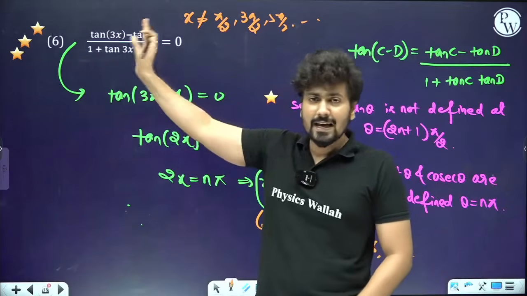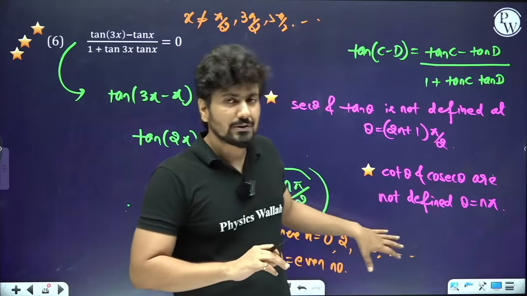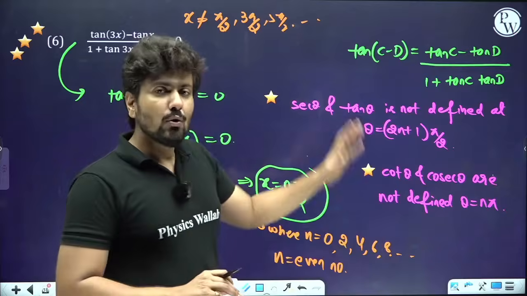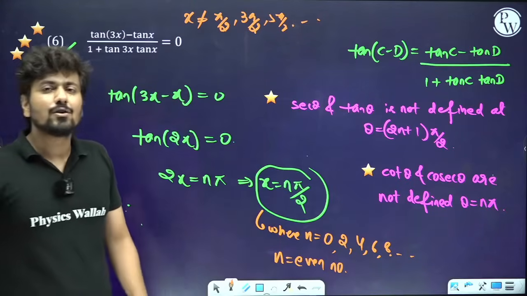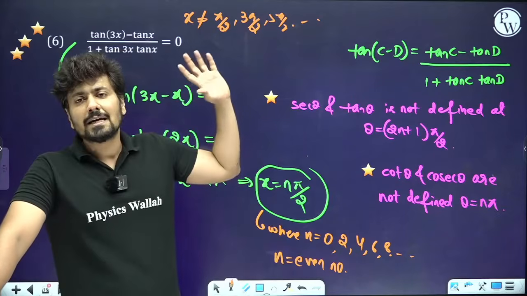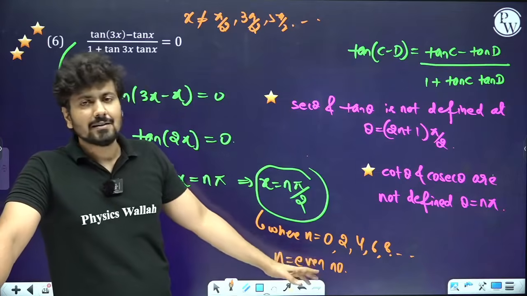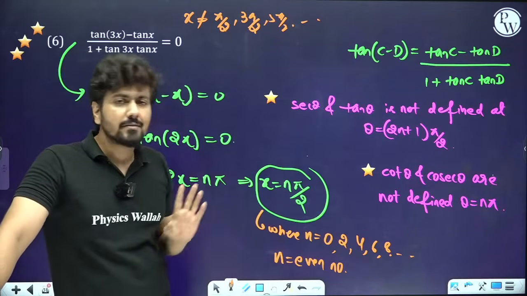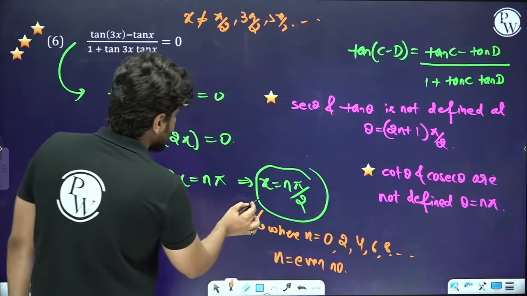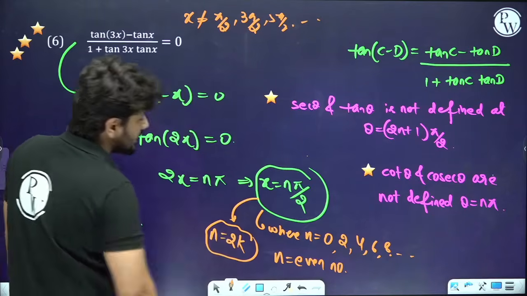So whenever we have tan x or cot x or sec x or cosec x and we get the solution, then after getting the final solution, you have to make sure that you are not including those angles where these trigonometric functions are not even defined. That's why I am saying that you can put n as an even number only over here, where n is an even number, or you can put any even number as 2k. You can put n as 2k, right?